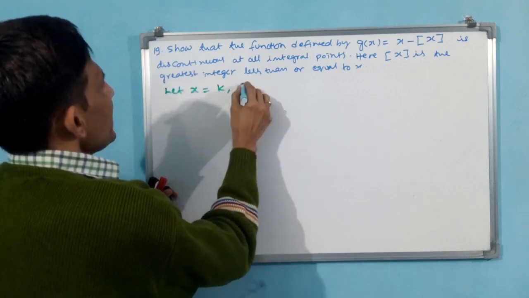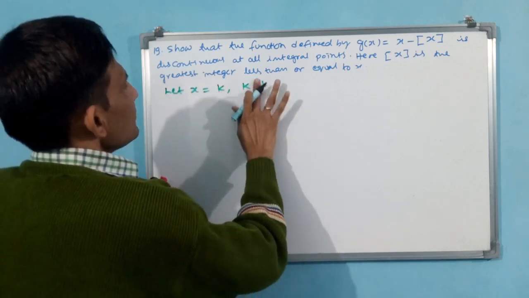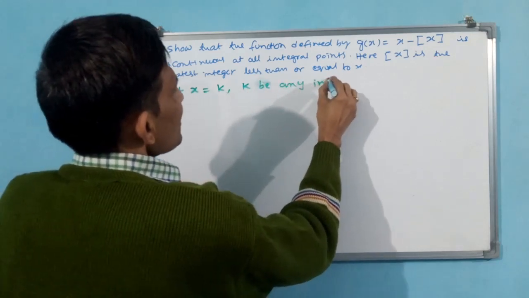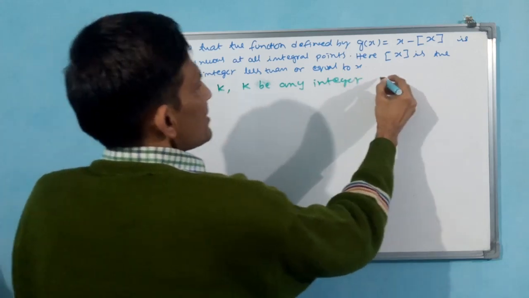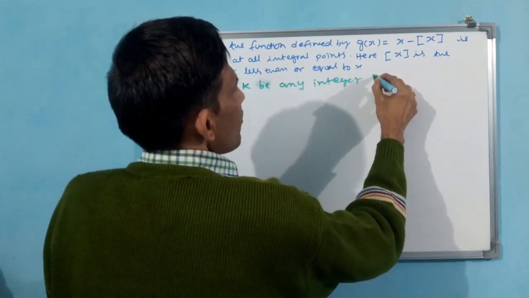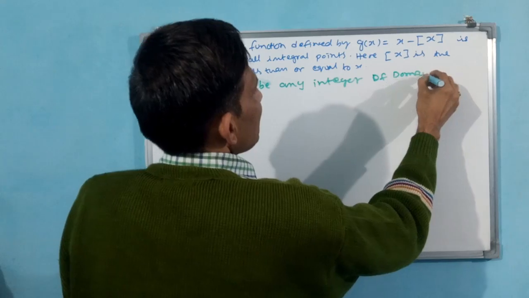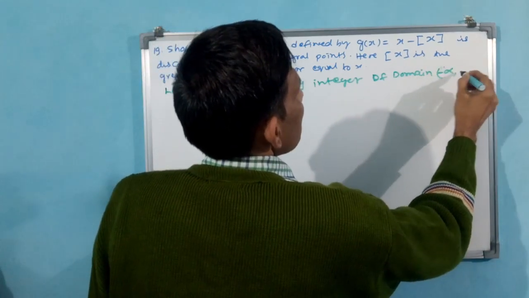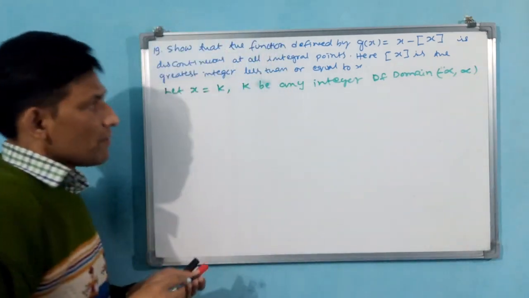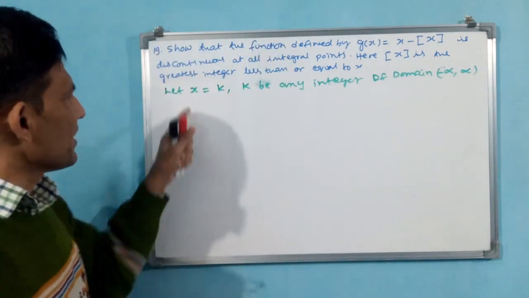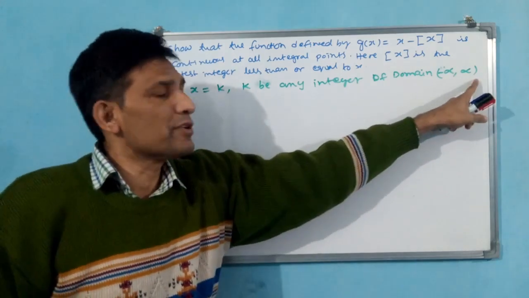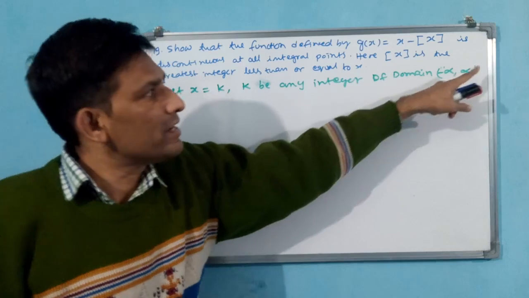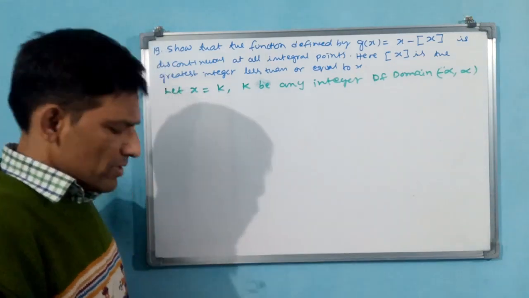Let x is equal to k, k be any integer of domain minus infinity to plus infinity. From the domain, whatever it may be. K may be any integer from minus infinity to plus infinity. But I am putting an open bracket. That means minus infinity you should not take, plus infinity also you should not take. K from the domain you have taken.